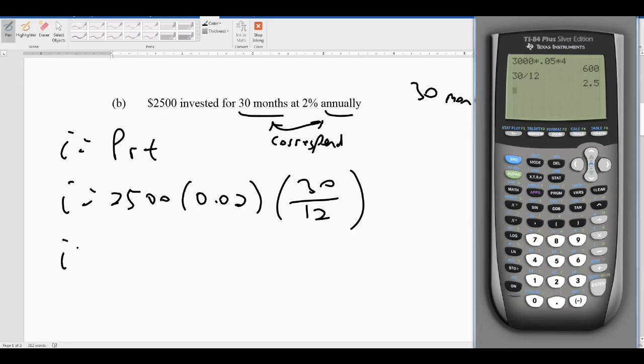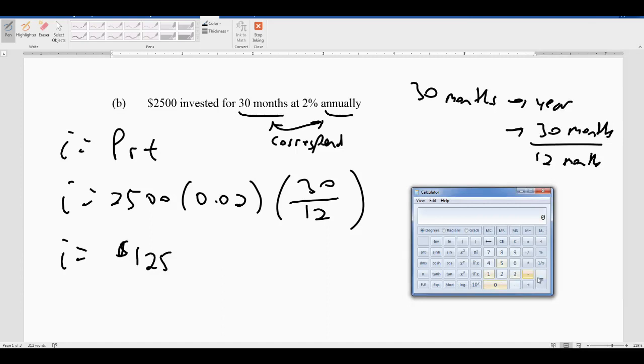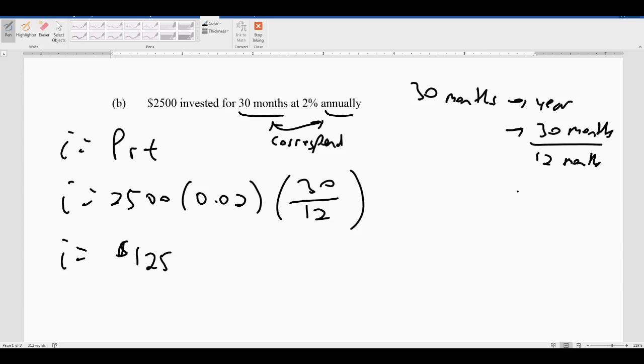And so, let's just go ahead and type this all in, just as I have it written down: 2,500 times 0.02 times 30 divided by 12. We get $125. Now if you're using a scientific calculator, say for example like this one, do it the same way. 2,500 times 0.02 times 30 divided by 12. You get the same answer either way.